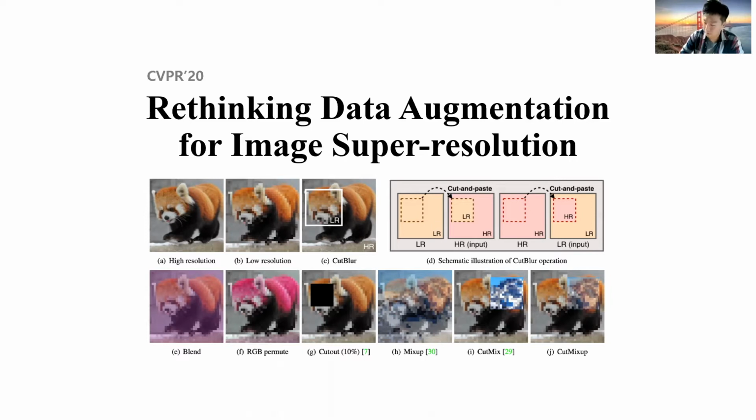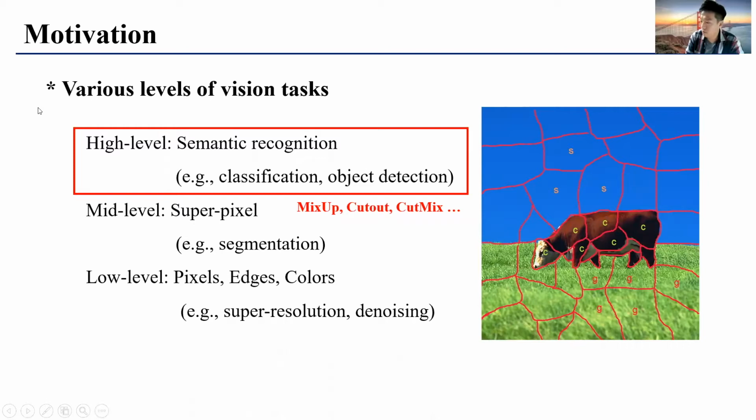The motivation of this work was like this. You know there are various levels of vision tasks. When we talk about high level vision, it is about semantic recognition, and classification is a representative task in high level computer vision. There, a lot of work has been done in data augmentation to improve such data hungry situations. Really famous methods would be cutout, cutmix, or mixup. So there's a lot in there.